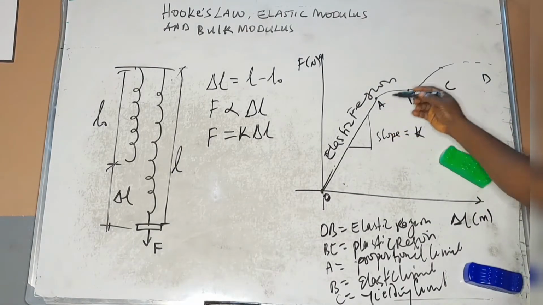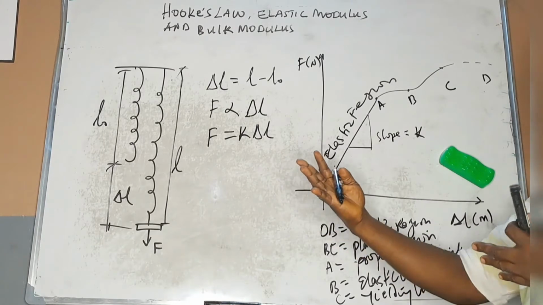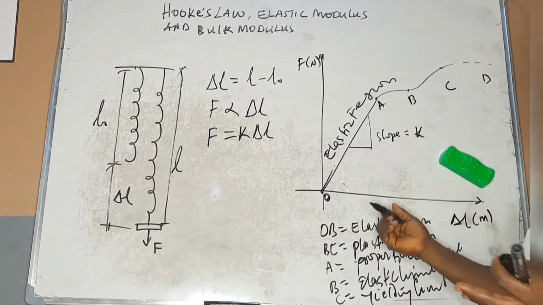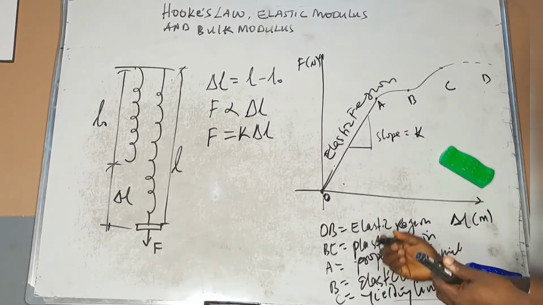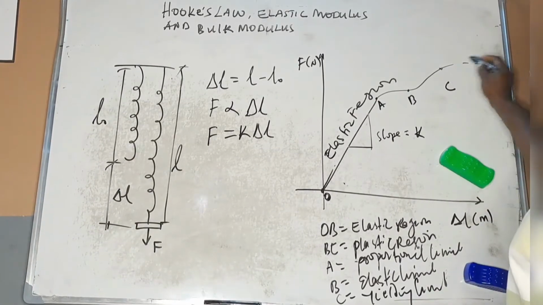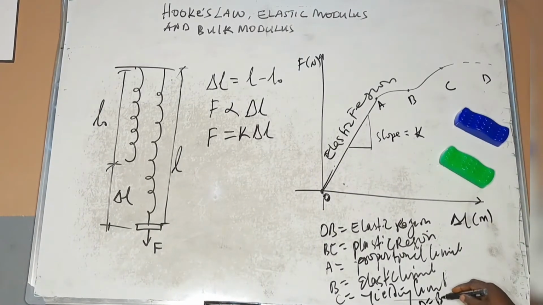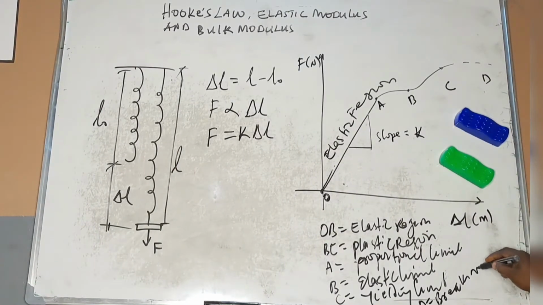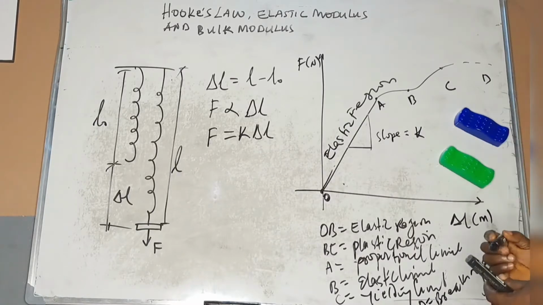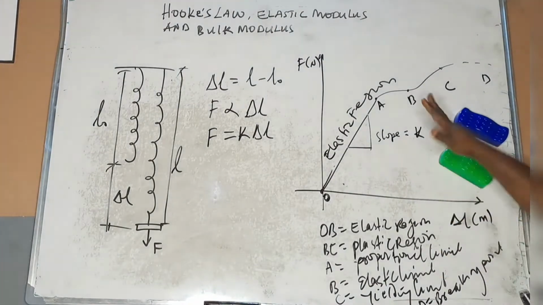What does yielding point or limit mean? If you keep on increasing the force beyond point B, the material gets deformed, but it wouldn't cut. But if you continue applying the force, we get to point C. Beyond point C, at point D, is called the breaking point, at which point the material gets split into two. This is exactly what is happening.